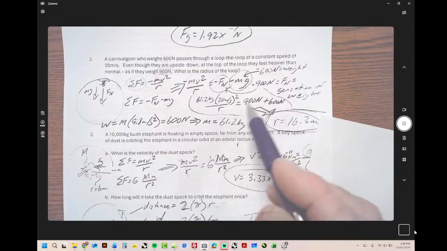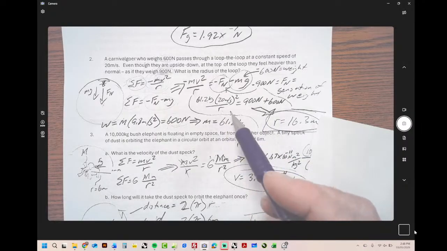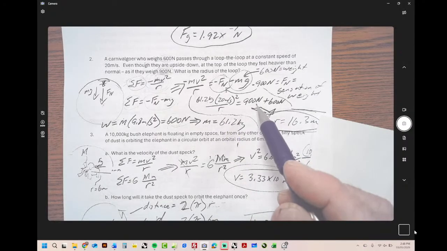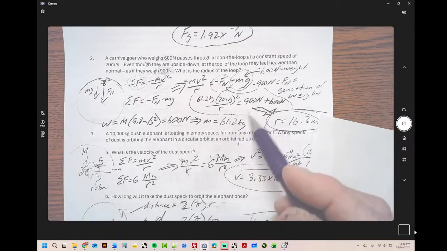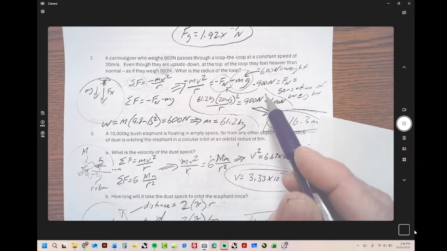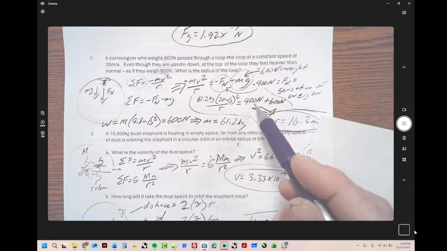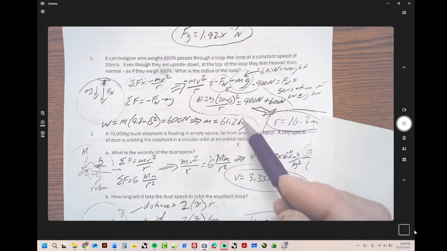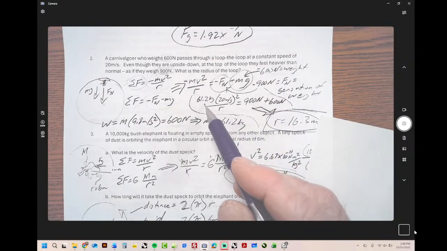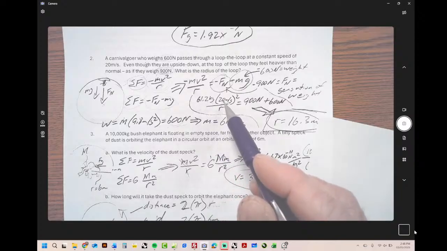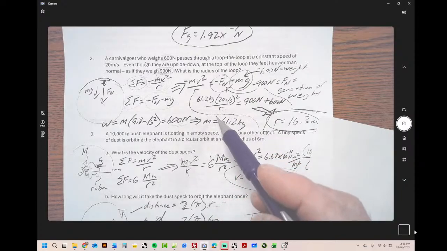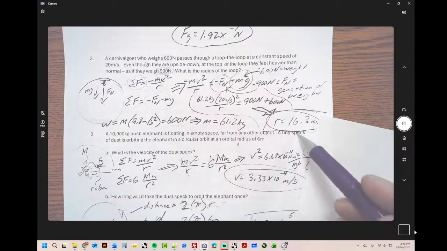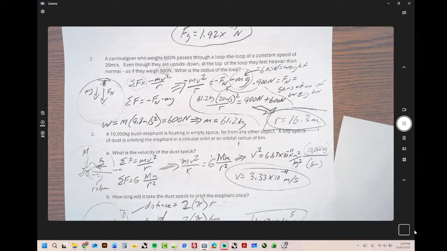And I didn't show my algebraic steps, but I would be multiplying both sides by r and then dividing both sides by 1500. So just add these together, get 1500. So basically 61.2 times 20 squared divided by 1500 equals r, and r is 16.3.